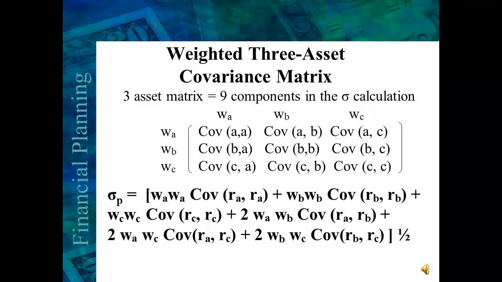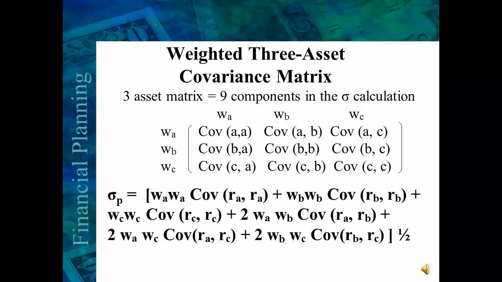The weight of asset A times the weight of asset A times the covariance of A to A. The weight of asset A times the weight of asset B times the covariance of AB. The weight of asset A times the weight of asset C times the covariance of AC. The weight of asset B times the weight of asset A times the covariance of BA. The weight of asset B times the weight of asset B times the covariance of B to B. Weight of asset B times the weight of asset C times the covariance of BC.